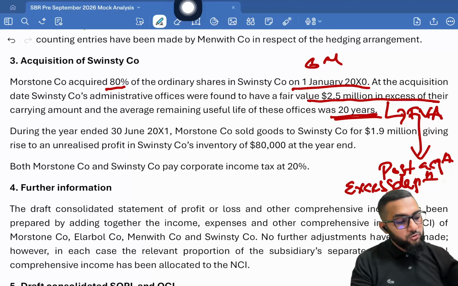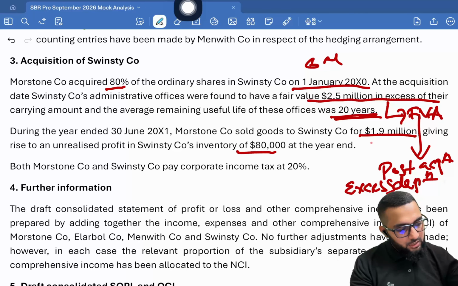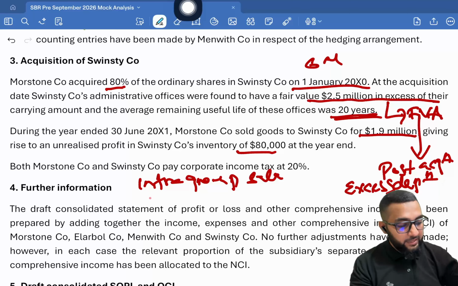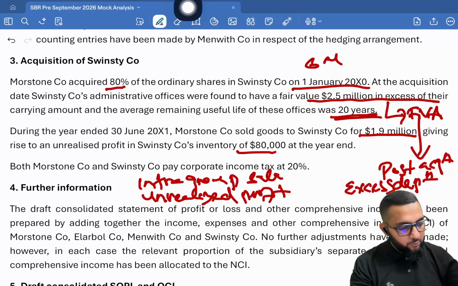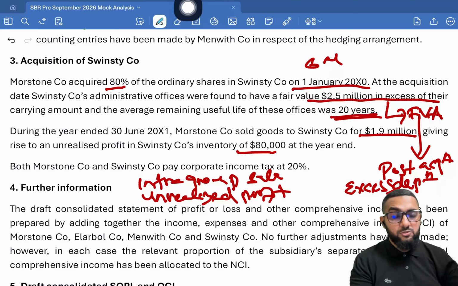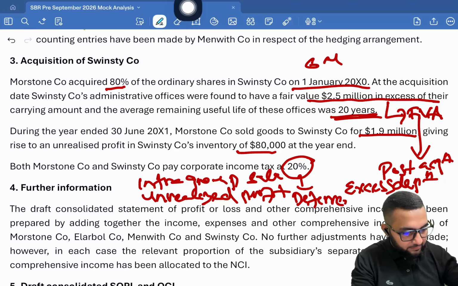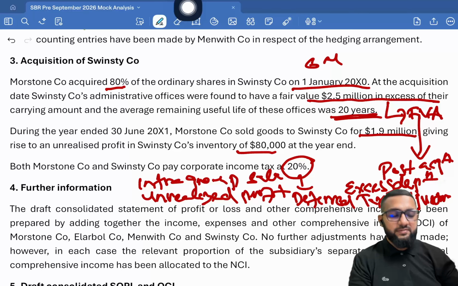During the year ended 30th June, Morstone Co. sold goods to Swinstico for 1.9 million, giving rise to an unrealized profit of 80,000. So there's an intra-group transaction and unrealized profit. You have to eliminate the intra-group sale, and we eliminate the unrealized profit as well. Post-acquisition excess depreciation, you do an adjustment for that also in P&L. Both Morstone Co and Swinstico pay corporate income tax at 20%, so there is going to be a deferred tax adjustment that also needs to be done.